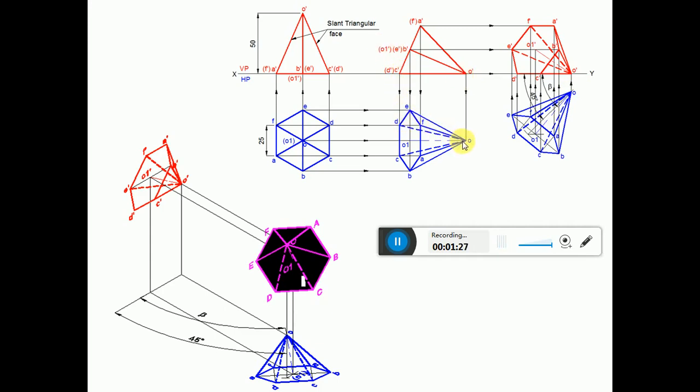That means when O1 is parallel to VP, we get the true length, that is O dash, O1 dash, which is equal to the axis length of the pyramid, 50 mm. So consider any point on the XY line. By using the protractor, measure an angle of 45 degrees and draw a line. Then with O as center, take a radius of 50 mm and cut an arc on that 45 degree line. So we get this point.